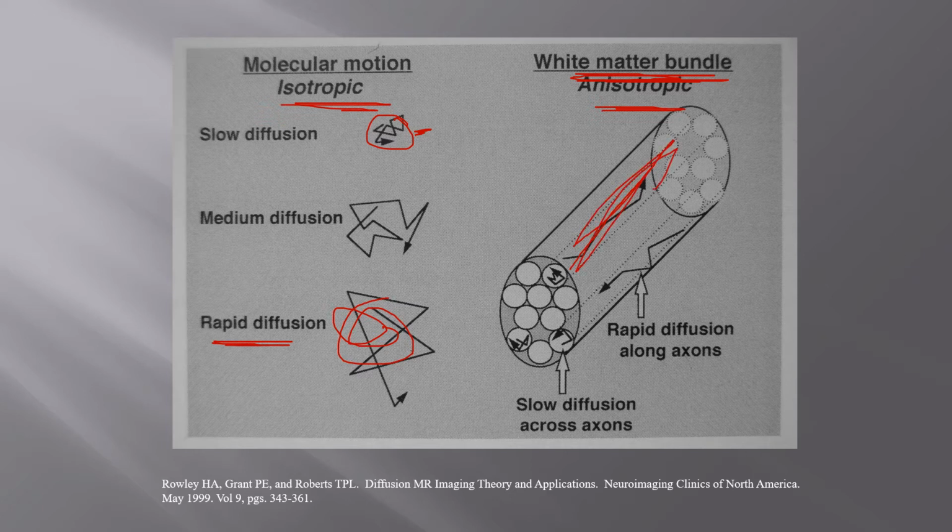So if this is a fiber bundle of white matter from the brain, the diffusion will be slow for water molecules within the neuron when it's moving perpendicular to the long axis. When the water is moving parallel to the long axis, it'll move much faster.